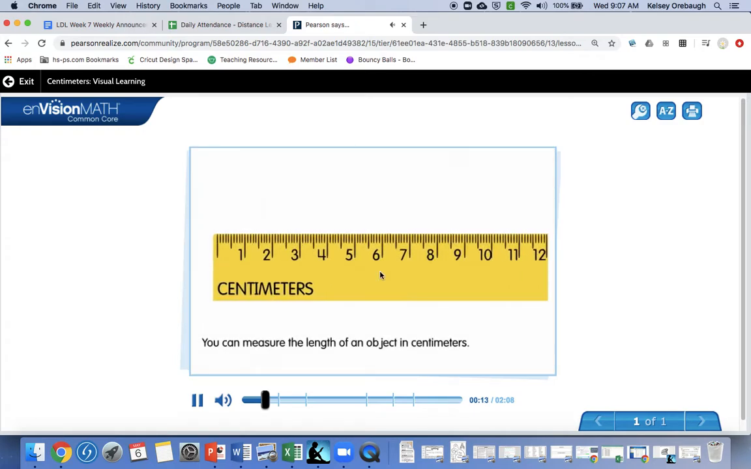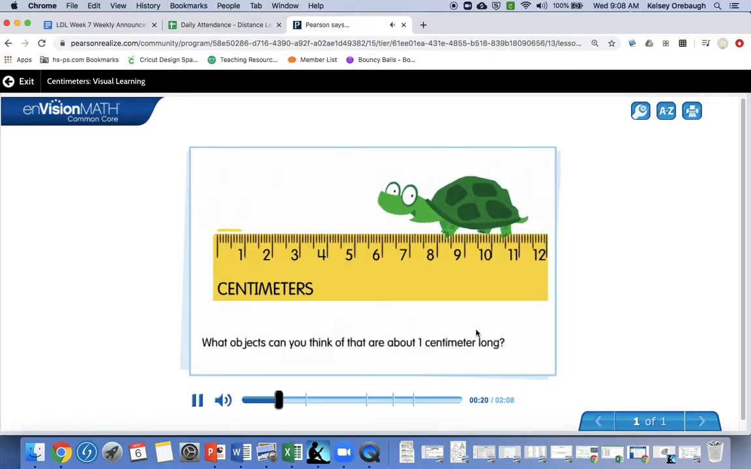You can measure the length of an object in centimeters. What objects can you think of that are about 1 centimeter long? What are some things that you can think of that are about 1 centimeter long?